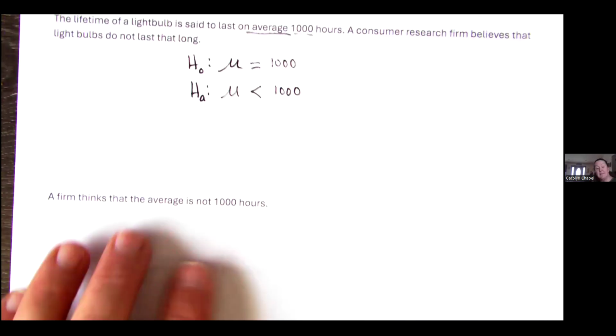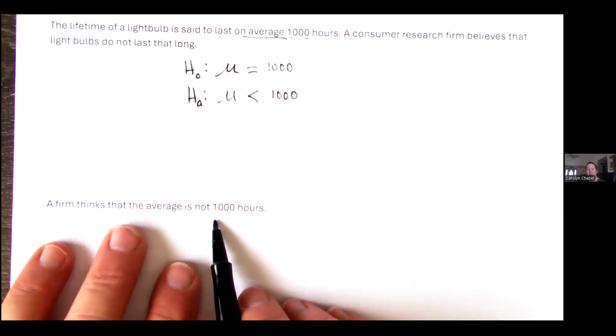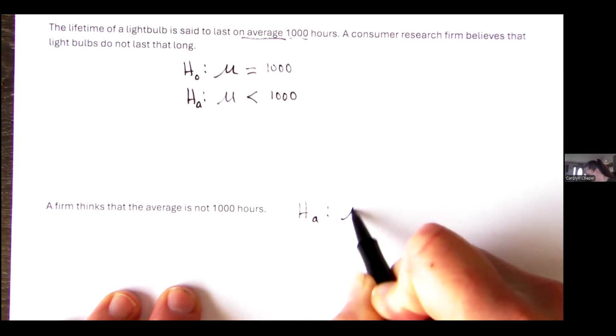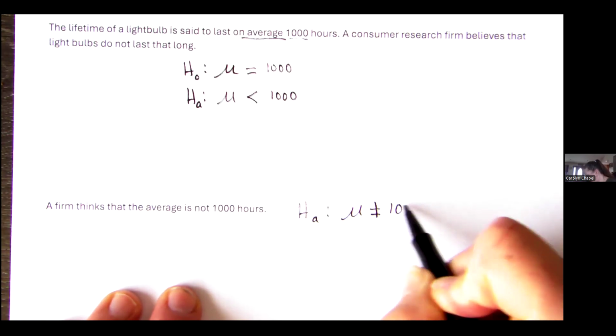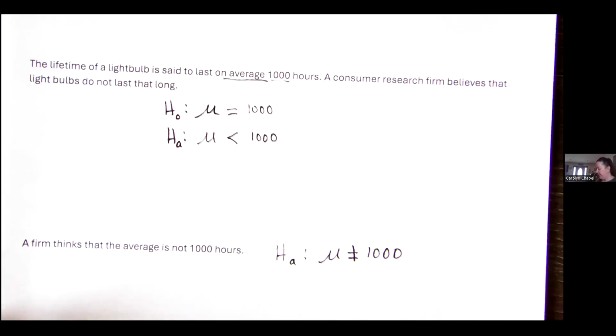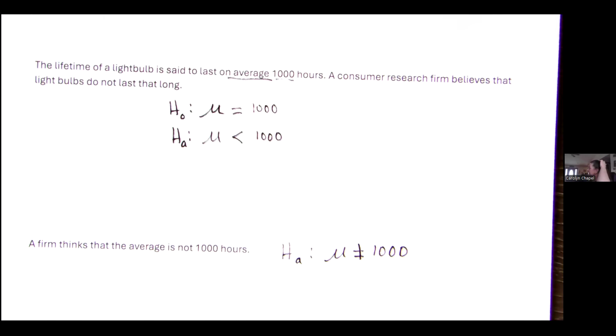If we had said something like that they just believe that it is not 1,000 hours, the H alternative would have just been not equal to 1,000 hours. So that's kind of the first step for these hypotheses. First of all, trying to find out what is the status quo, what we believe things are right now, and then what do we believe we're trying to prove? Are we proving it is greater than, equal to, not equal to, or less than?